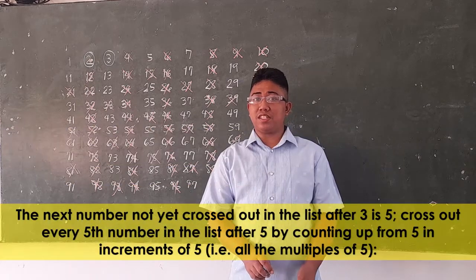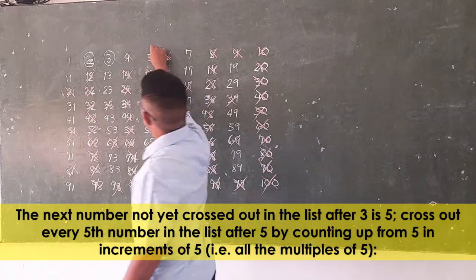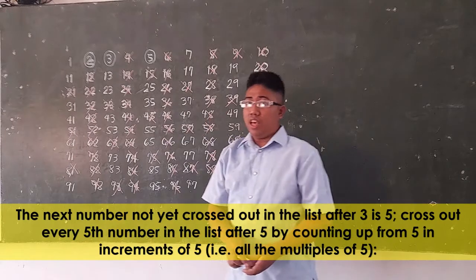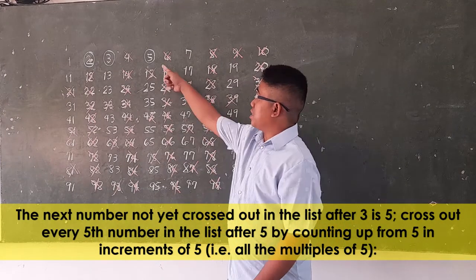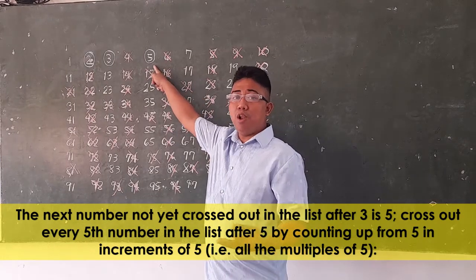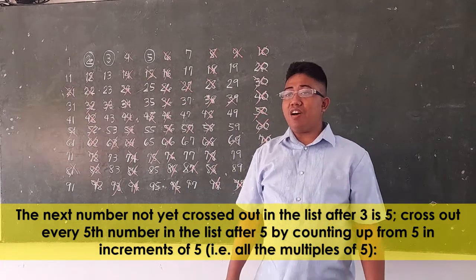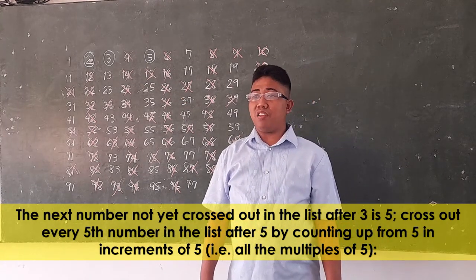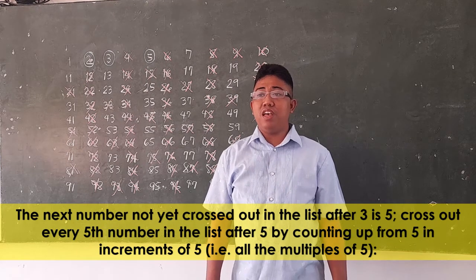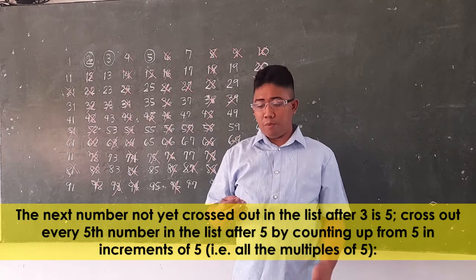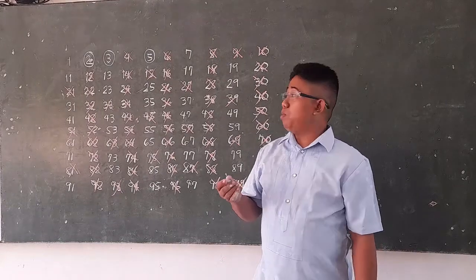The next step is we find the next prime number, which is 5. And this follows the procedure. The next number not yet crossed out in the given list after 3 is 5. So cross out every fifth number in the list after 5, counting up in increments of 5. So, for example, all the multiples of 5. So we have already crossed out all the multiples of 5.